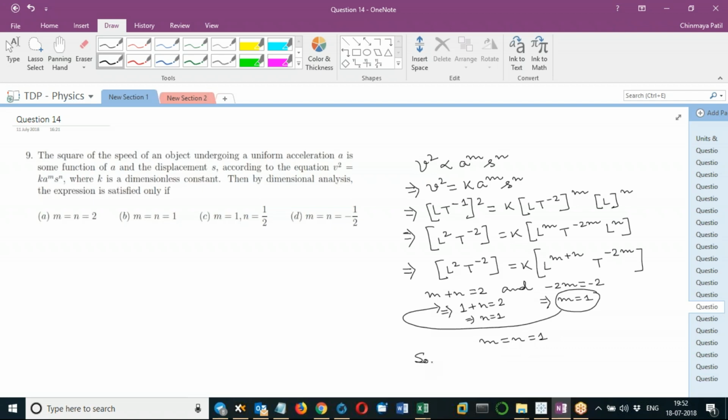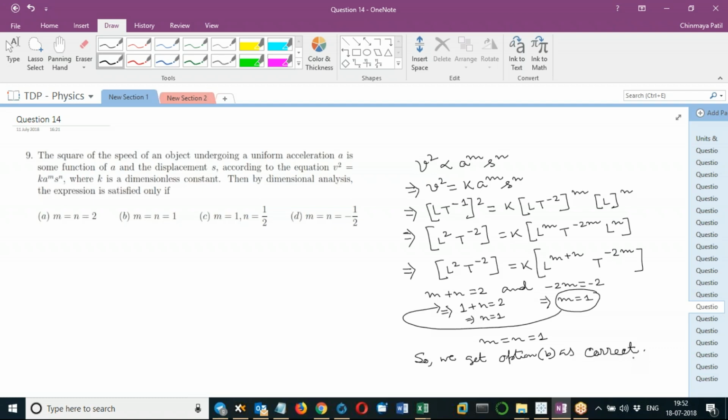So we get option B as correct. I hope all of you understood very clearly.